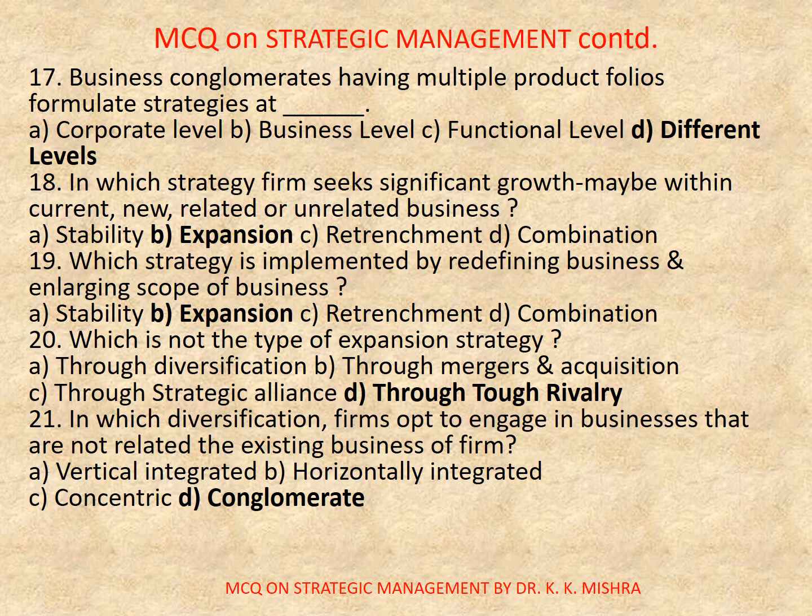18. In which strategy does the firm seek significant growth, maybe within current, new, related or unrelated business? A. Stability. B. Expansion. C. Retrenchment. D. Combination. Correct option is B. Expansion.